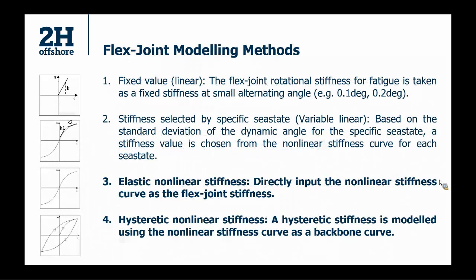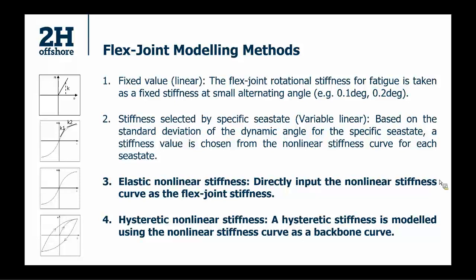In this study, we will talk about four flex joint modeling methods that have been used for riser fatigue design. The first one is to use a fixed linear value. The stiffness is usually taken as a fixed stiffness at a small alternating angle, such as 0.1 degree or 0.2 degree. We have seen some other small numbers as well.